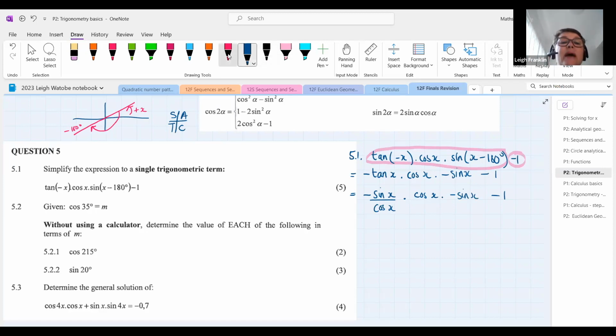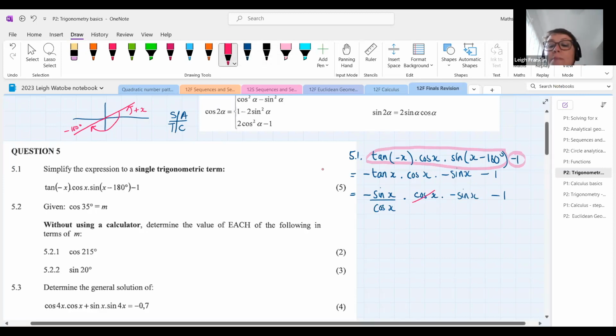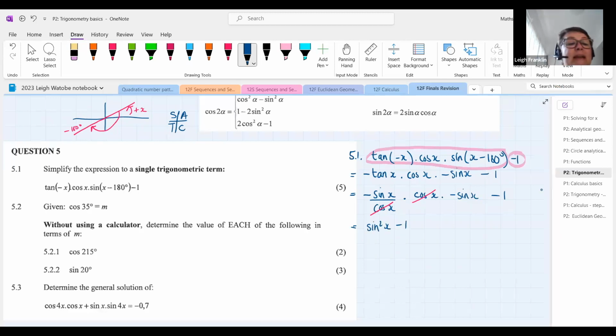Now we can cancel down. So something at the top, something at the bottom. Anything divided by itself is 1. And what's left over is negative sine x times negative sine x minus 1. So that gives us sine squared x minus 1. But they said a single trig ratio. So sine squared x minus 1 is not a single trig ratio because there are two terms.